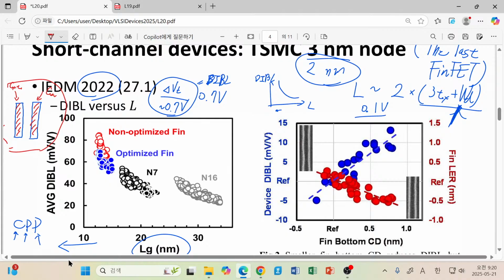Previously we used polysilicon, polycrystalline silicon, to fabricate gates. That's the reason why when we say CPP, this P corresponds to poly. Poly means polycrystalline silicon, and this corresponds to the gate. So simply speaking, CPP means contact gate pitch, the distance between gates.